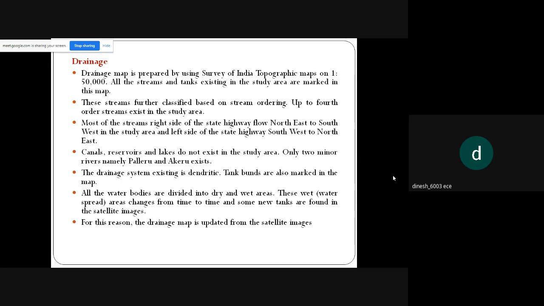These water bodies are divided into two areas. One is the dry area and second is the wet area. So wet area is that water spread. The water spread changes from time to time, and some new tanks can be found in the satellite images.